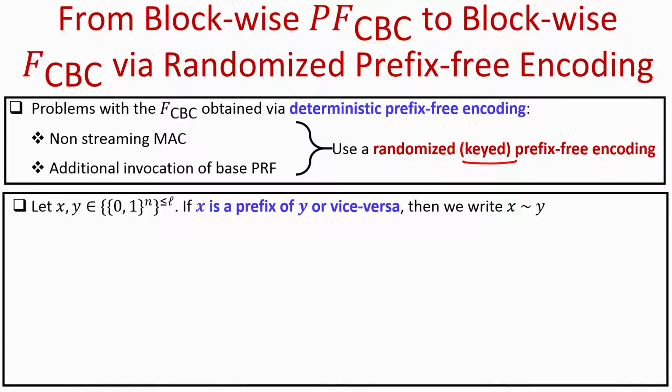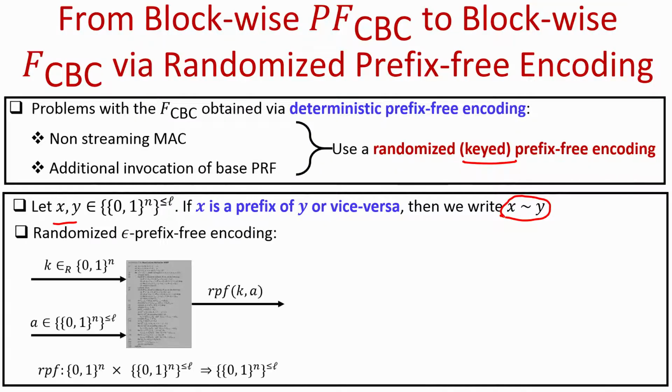So, we first introduce some notation here. Imagine you have two block sequence inputs, say input x and input y, each consisting of up to L blocks, each of size n bits. If x is a prefix of y or y is a prefix of x, then we say x is related to y, using this symbol.